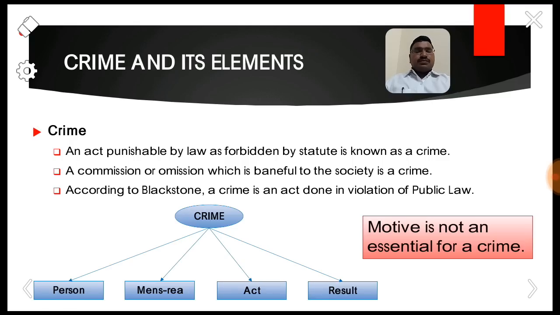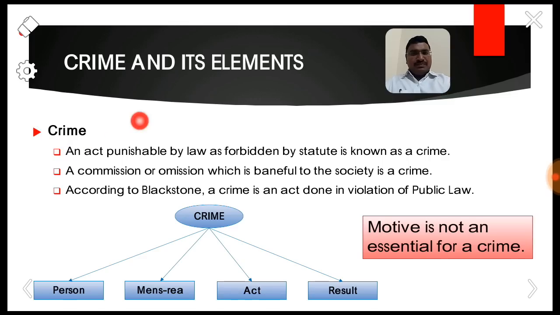Coming to the basic understanding related to the Indian Penal Code: crime and its elements. In order to understand various offences, the chapterization of Indian Penal Code, the punishments, etc., we need to understand what is crime and what are the elements of crime. Without understanding the concept of crime and its elements, it is not useful for us to discuss the rest of the provisions in Indian Penal Code.